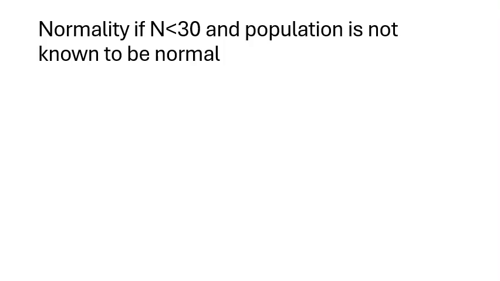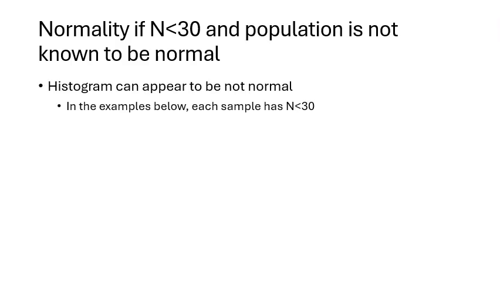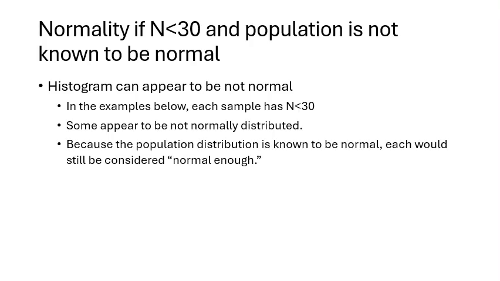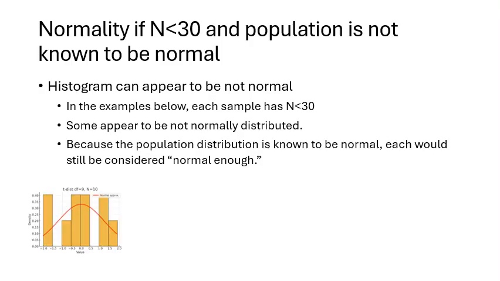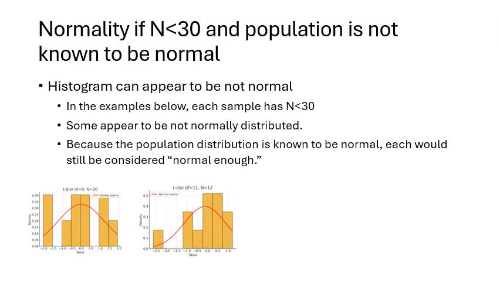Then finally, how do we find out if it's normal in the population if it's less than 30 in our sample and the population is not known to be normal, like we don't know about the population? So in this case, we can see that each sample has n less than 30. Some look like they're not normal, but each of these would even still be considered normal enough. We can see this one almost doesn't make it, but we tested it for normality and it does indeed meet the criteria. It's close though.